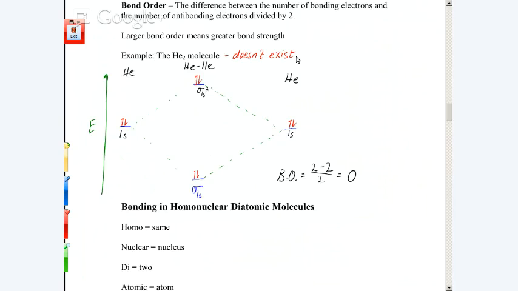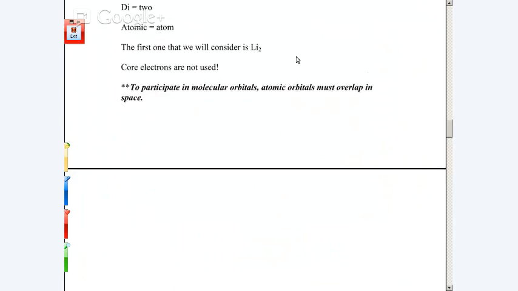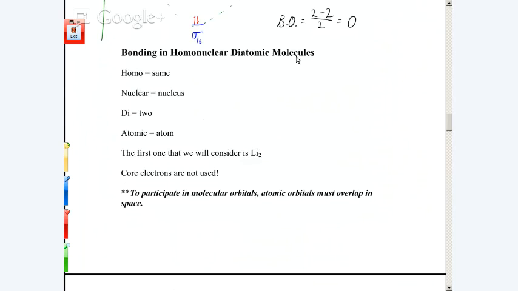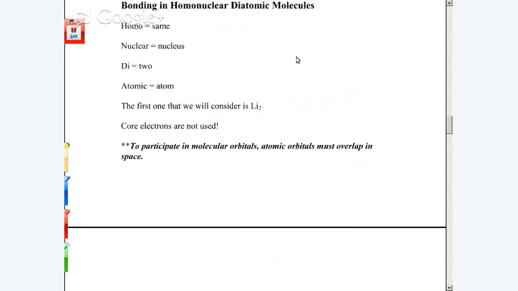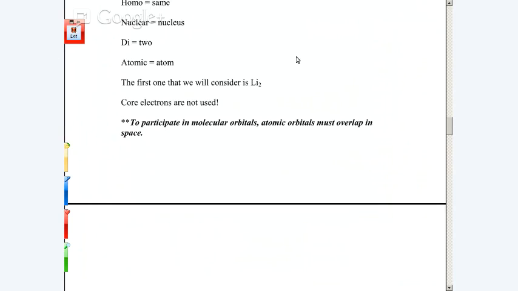All right, ready to get a little trickier? Okay. So now we're going to talk about other homonuclear diatomic molecules, which are atoms of the same nucleus, with two of the same ones. So the first one we'll consider is Li2. We're just going to go across and see what we get.